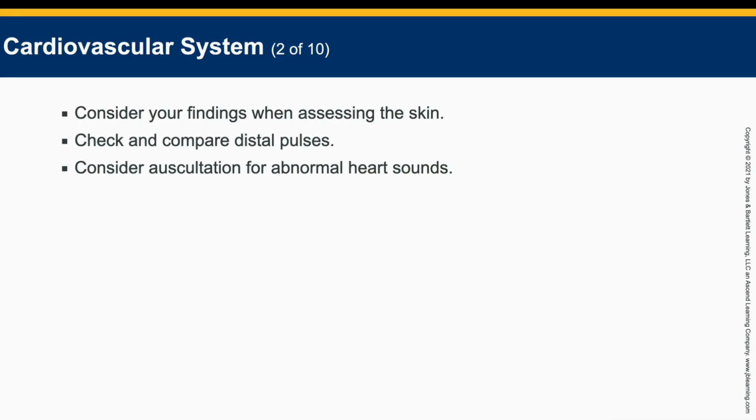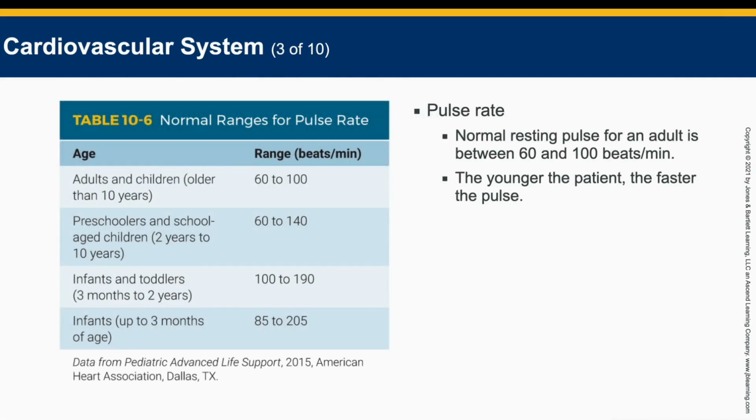In some situations, we may also auscultate or listen for abnormal heart sounds using a stethoscope. Although this is more commonly done at higher levels of care, it can sometimes provide additional information about the patient's cardiovascular status. Together, these observations help us better understand how effectively the heart and circulatory system are delivering blood throughout the body. Another key part of the cardiovascular assessment is the pulse rate.